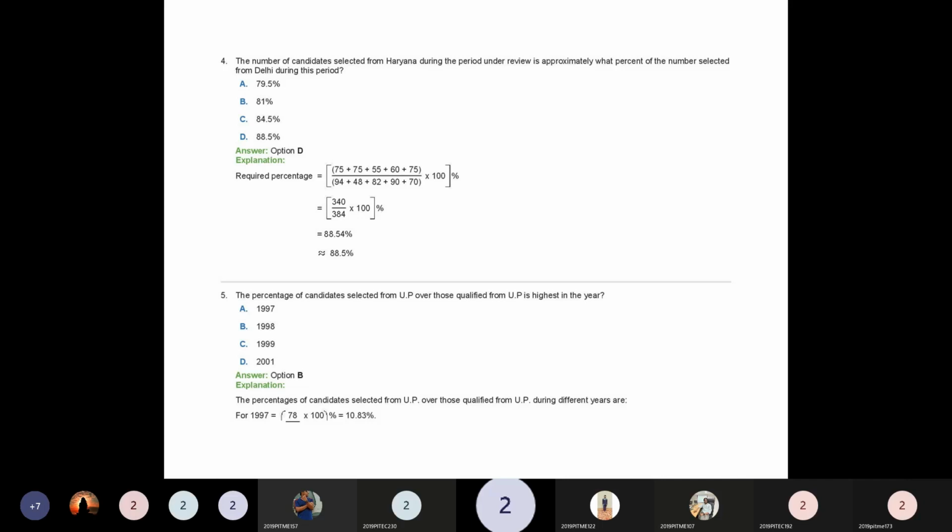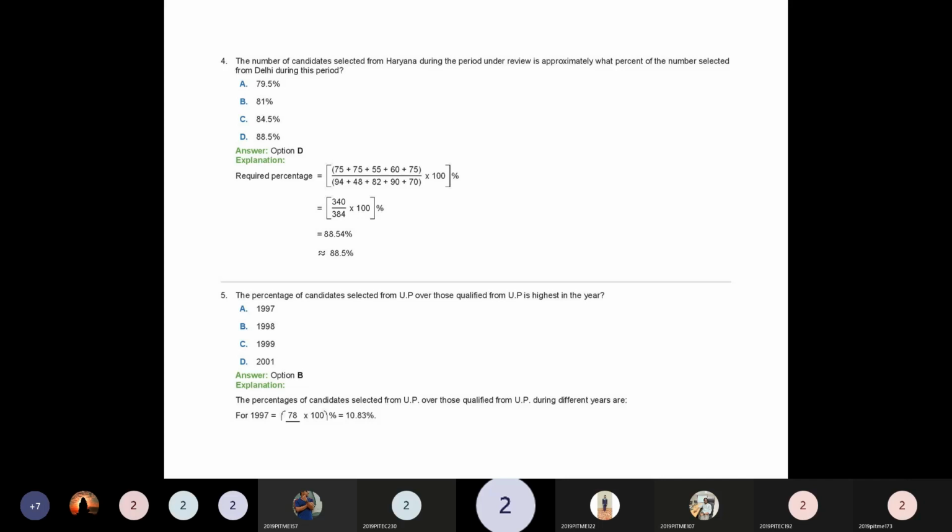You know that selected candidates in Haryana were 75 in 1997, 75 again in 1998, and so on up to 2001. Likewise, you take the data for Delhi from 1997 to 2001. Simplify this value and you get 88.54 percent. So Haryana's approximate percentage with respect to Delhi is 88.5%, option D. So option D is correct.